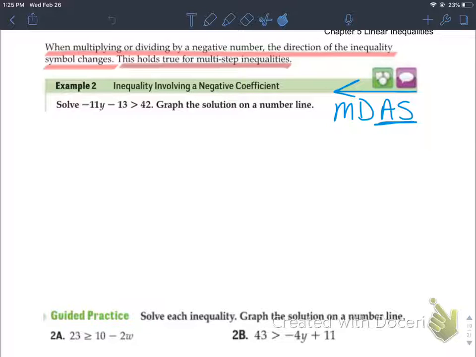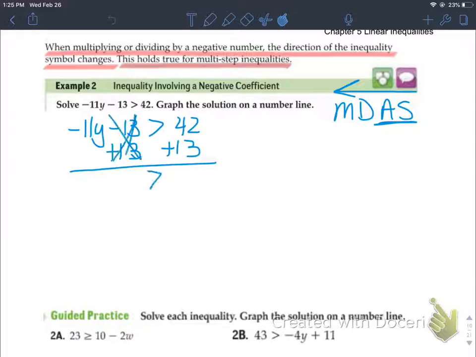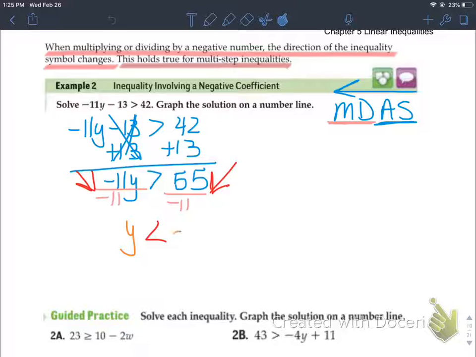First, I'm going to rewrite the problem here and see that I need to apply the adding or subtracting first. So I'm going to add 13 to both sides, resulting in negative 11y is greater than 55. Now I'll do the dividing or multiplying, and I need to divide by negative 11 on both sides. Notice I immediately drew my red arrows so that I would remember that I need to flip my sign because I divided by a negative. So I'm going to highlight that again in red so we don't forget we divided by a negative, so we need to flip our sign.